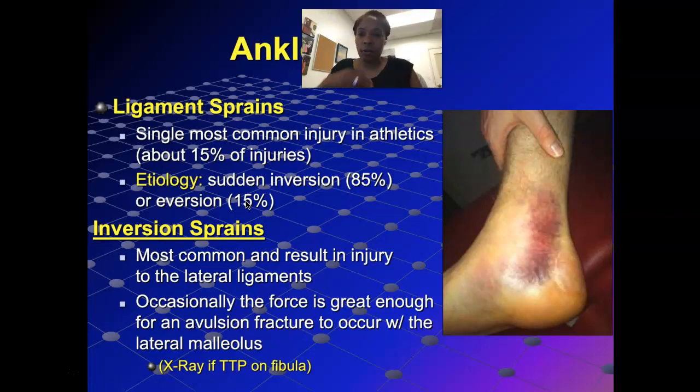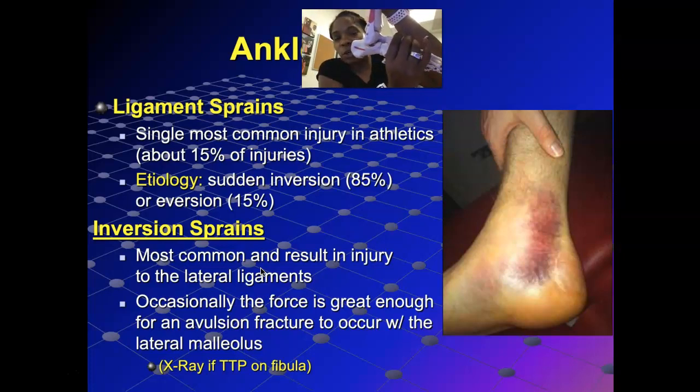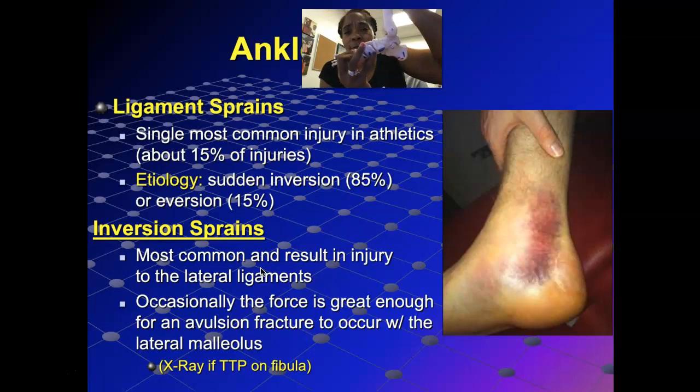Your inversion ankle sprains most commonly result in injury to the lateral ligaments, right? And I think that makes sense. If the foot is going into inversion, right? So like if it's going inward, of course, everything on this lateral side is going to be stretched. Just as much as if that foot was going into eversion, right? We would expect those medial ligaments to get injured, okay?